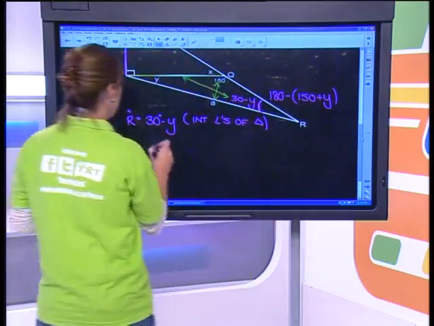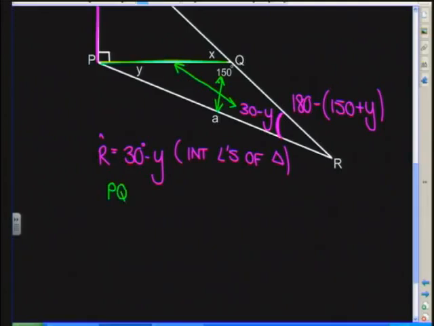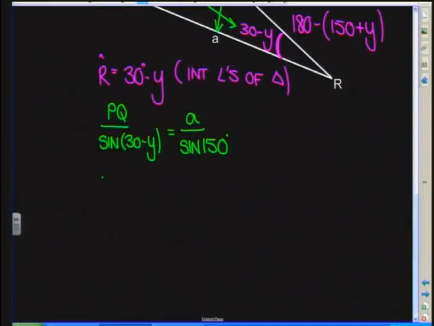And let's work it out. So we're going to say my length of PQ over sine of 30 minus y is equal to my length of A, that little a, over sine of 150. Okay, and let's simplify that. That means that I would have PQ, which is equal to A times sine of 30 minus y, and that's over sine of 150.